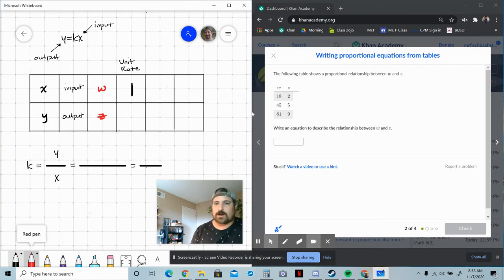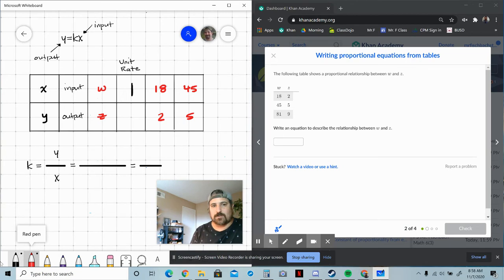All right, so this one says that our table is going to be, when W is 18, I can't see it, right? W is 18, our Z is 2. When W is 45, our Z is 5. And you could keep going, right? We don't need to. So I have the relationship here. I think it's pretty clear what it is.